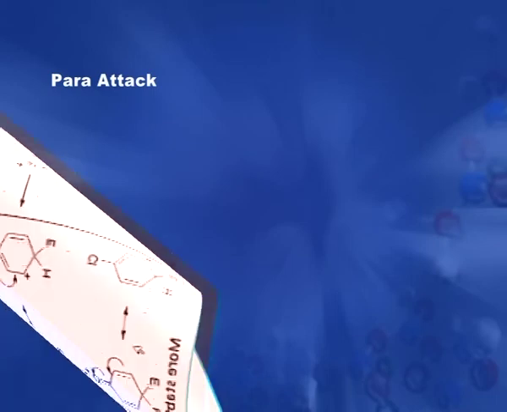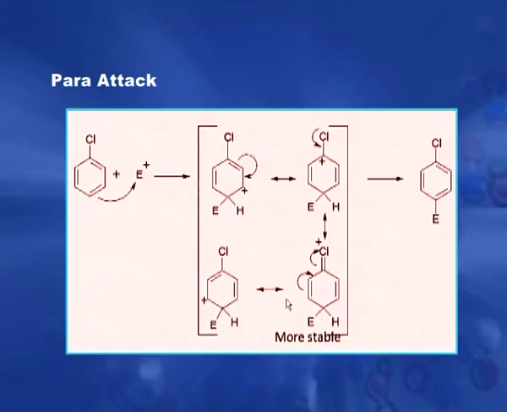Now, in para attack again we get this extra stable resonating structure, because here again the positive charge is on the carbon next to chlorine, which is in conjugation with the lone pair present on chlorine. Due to this there is an extra stable resonating structure, and so the contribution towards resonance is more.